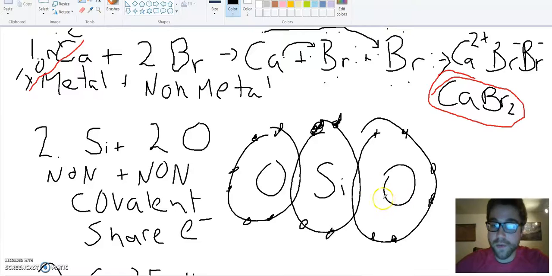So let's start with right here. We got to get oxygen happy. Oxygen only has 6 right now. It needs 8. So in order to do that in a covalent bond, electrons have to be shared. So oxygen is going to share 1. I'm going to erase that. And silicon is going to share 1. So I've erased these two here, but they're going to come back right in the middle because they're being shared.